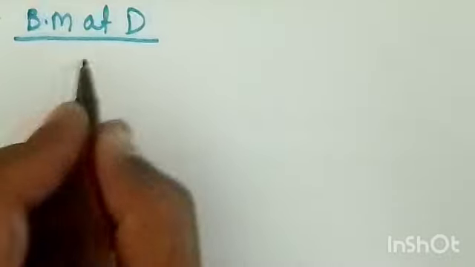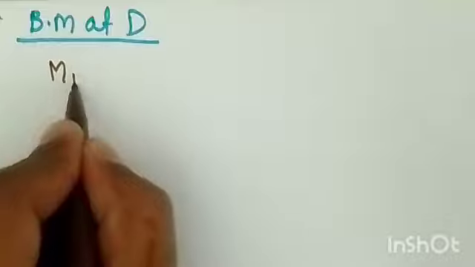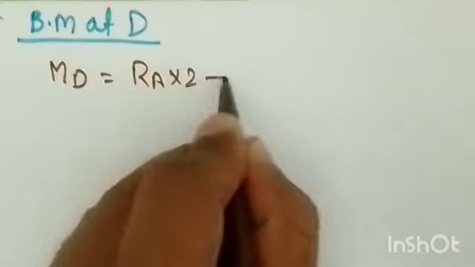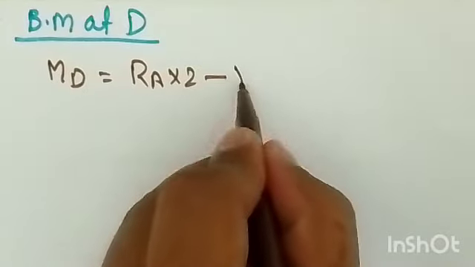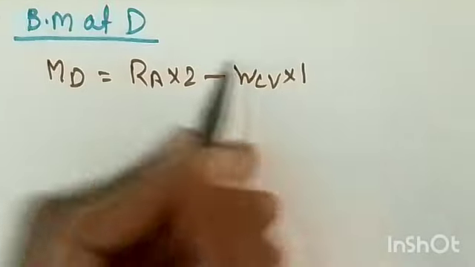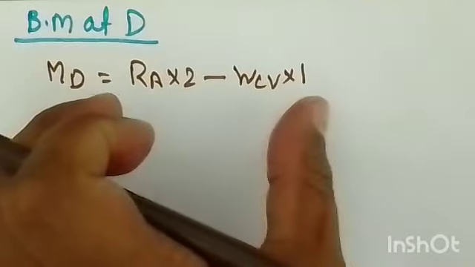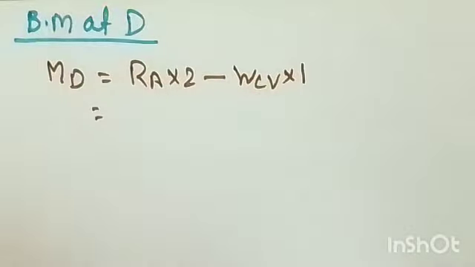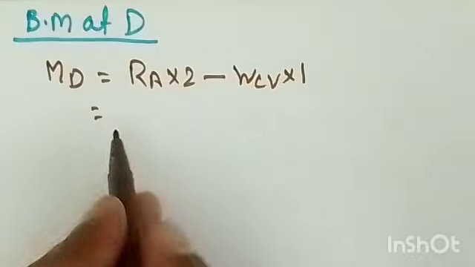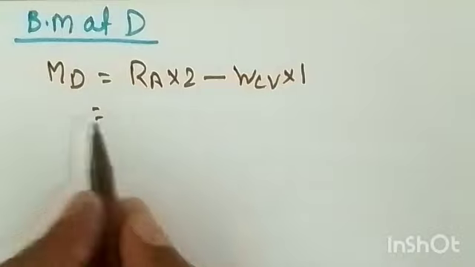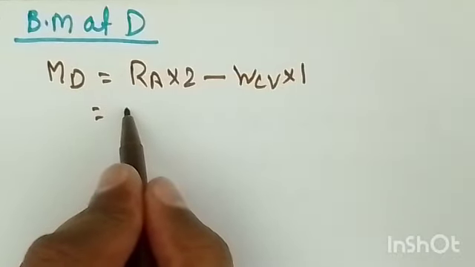So now you can say the bending moment at D, that is MD, is equal to RA into 2 minus WCV into 1. WCV is nothing but the vertical component at C. So just for understanding, I am writing this equation right now. In the next step we won't write it, so you need to understand it. That's why I am telling you to write down the notes, right? And then it will be better for you. So RA is what?